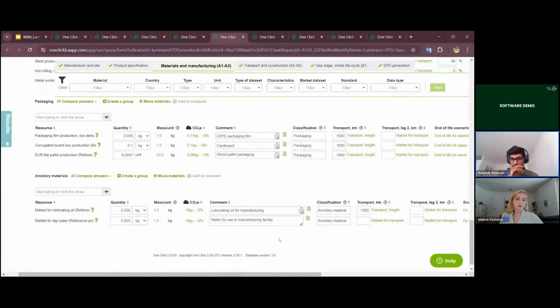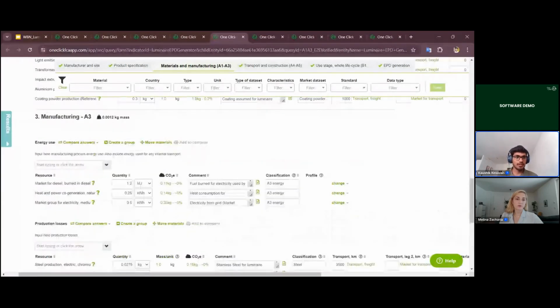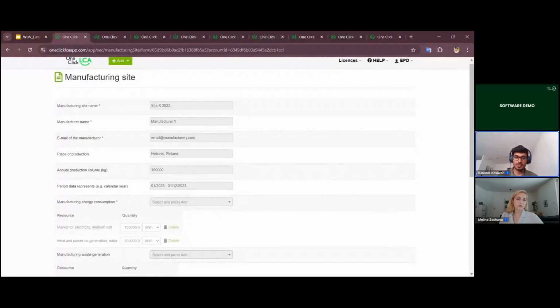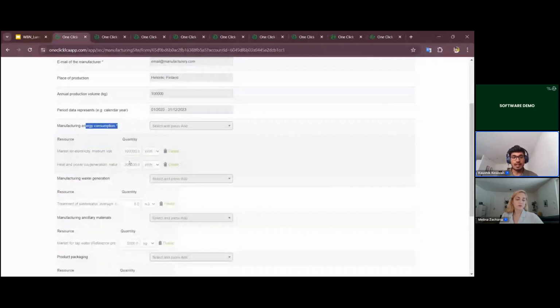Something that I would like to point out here is the manufacturing site data. That's important. Here we have the manufacturing site, I have made an example site with all the required information, and once we have all of this information, the energy consumption is already filled in here, and all the quantities are at the factory level.